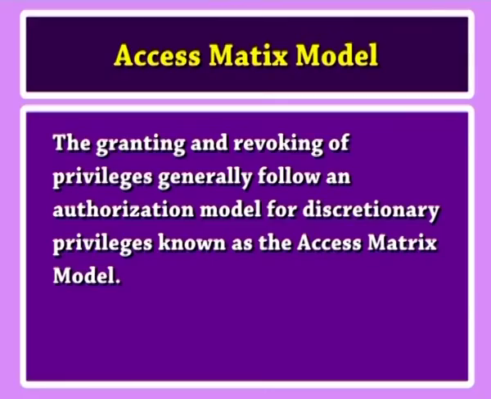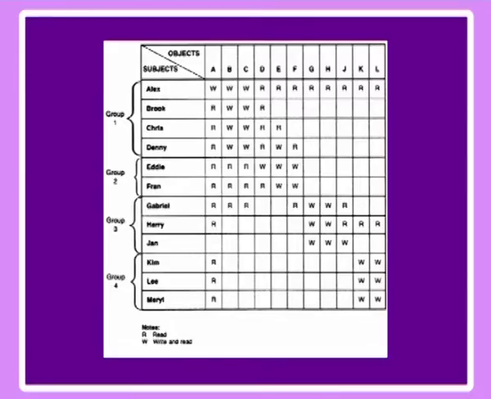The granting and revoking of privileges generally follow an authorization model for discretionary privileges known as the access matrix model, where the rows of a matrix M represent subjects, users, accounts or programs, and the columns represent objects such as relations, records, columns, views or operations. Each position Mij in the matrix represents the types of privileges such as read, write, update that subject i holds on object j.